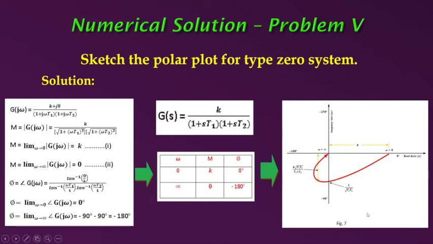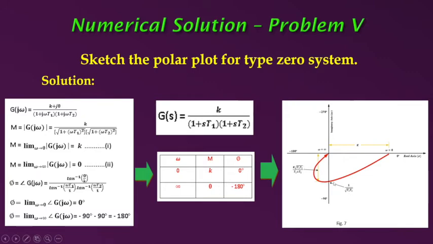Then draw the polar plot. Well, the starting point magnitude is K, and this is the 0 degree axis. So 0 to minus 180. That means when ω is increased, the magnitude is also decreased, but the phase angle crosses minus 90, then finishes at minus 180 and magnitude is 0.